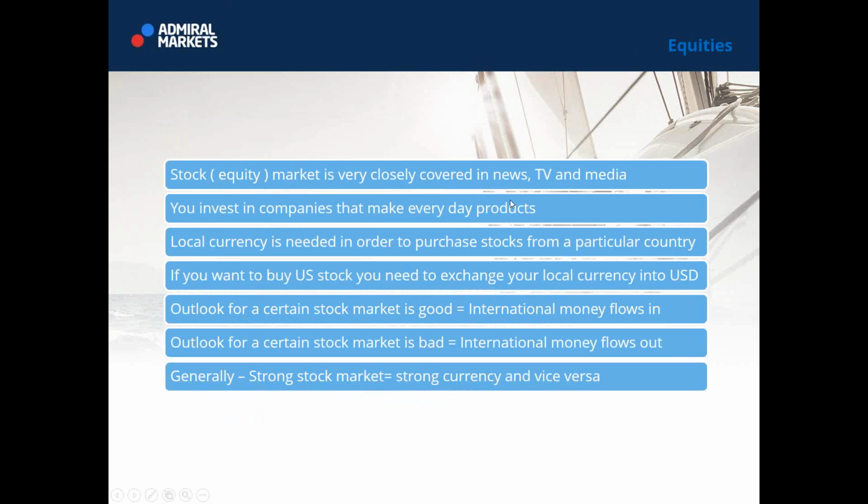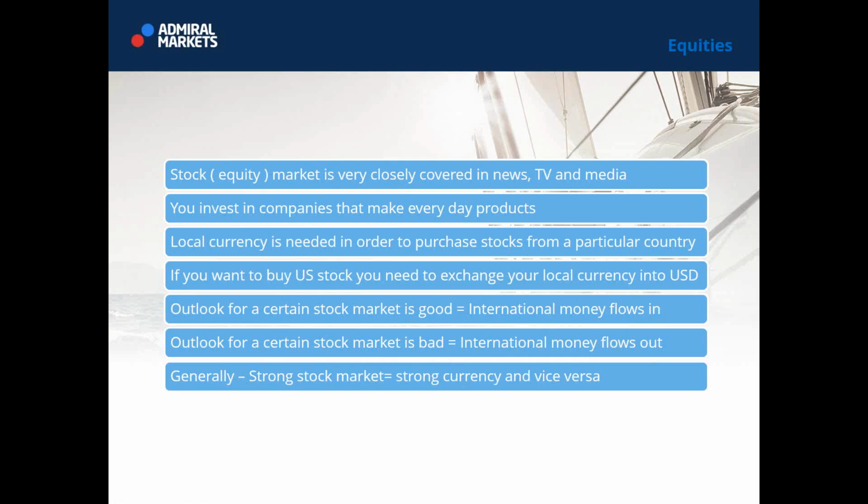Local currency is needed in order to purchase stocks from a particular country. So if you want to buy dollar stocks, you need to exchange your local currency into dollars. And that means outlook for a certain stock market is good, international money flows in. Outlook for a certain stock market is bad, international money flows out. Generally, strong stock market equals to strong currency and vice versa. Okay?